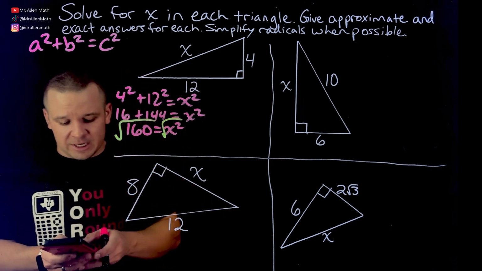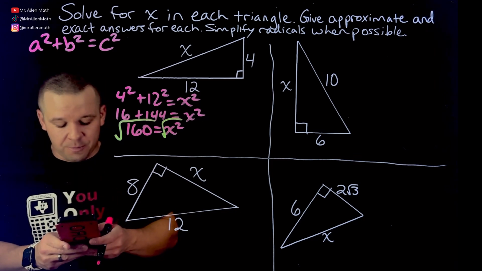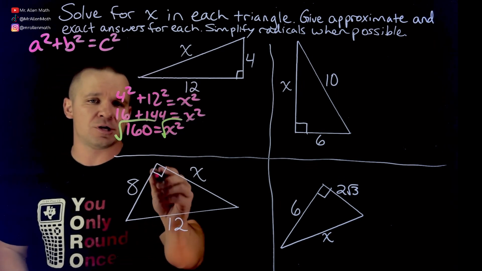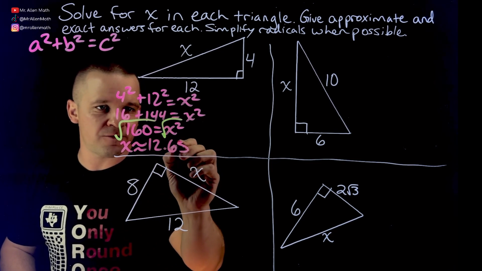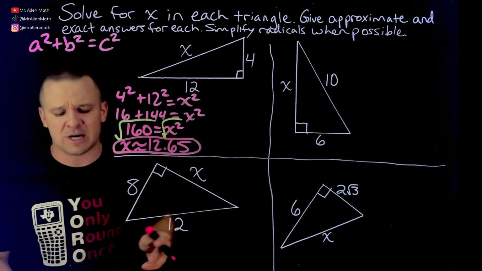So if I square root 160, second x squared on the calculator, okay? And I put in 160, hit enter, I get 12.649 and change. So we'll say x is approximately 12.65. So that's great for my approximate answer, and I rounded it to 2 decimal places.